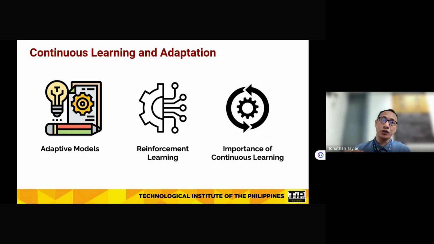where an agent learns to interact with an environment to maximize cumulative rewards or achieve a specific goal. It learns through trial and error, and it receives feedback in the form of rewards or penalties based on its actions. So, what is the importance of continuous learning? Of course, it enables AI systems to adapt to changes in the environment, in user preferences, or in data distribution. And this adaptability is crucial for maintaining performance and relevance in dynamic and evolving scenarios.